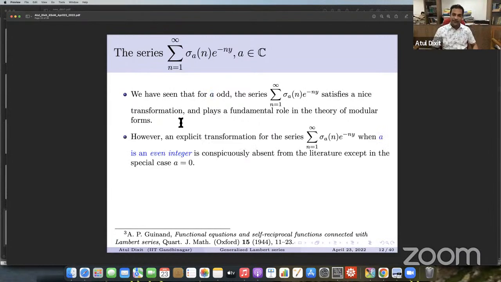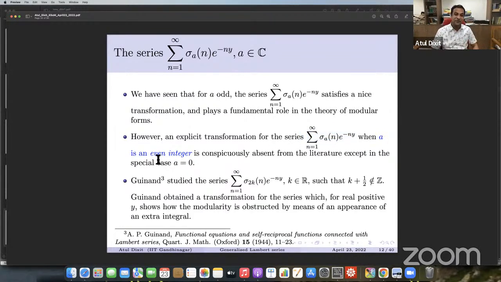But what is absent in the literature, or what was absent in the literature, was how do these transform exactly? Explicit transformations were not available. People have done work on them. I mean, when a is an even integer, sorry, I forgot to say that. When a is an even integer, one has not been able to see explicit transformations in the literature.